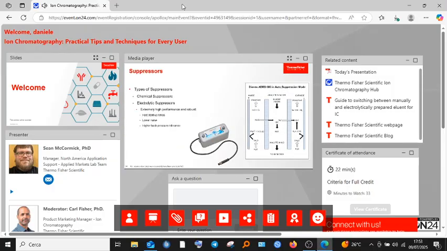When it comes to suppressors, there are many different types. For the sake of simplicity in today's talk, we're going to discuss the dynamically regenerated suppressors, or the DRS, which are part of the electrolytic suppressor family. The DRS suppressors have many benefits to the end user, including fast startup time, low background noise, and the ability to handle higher back pressures.